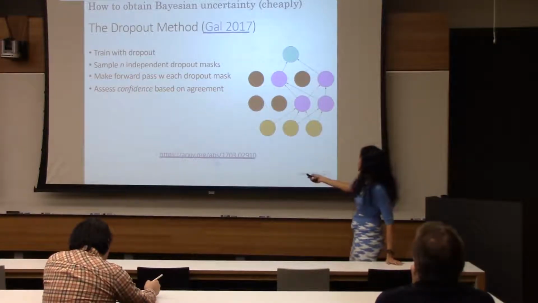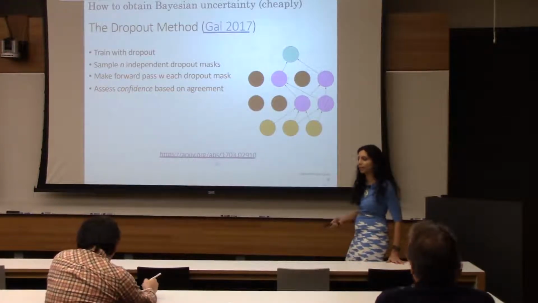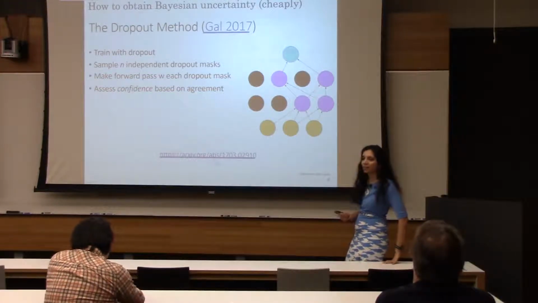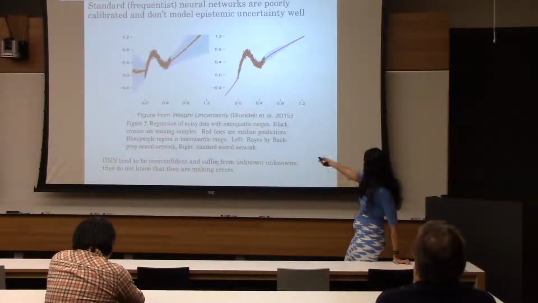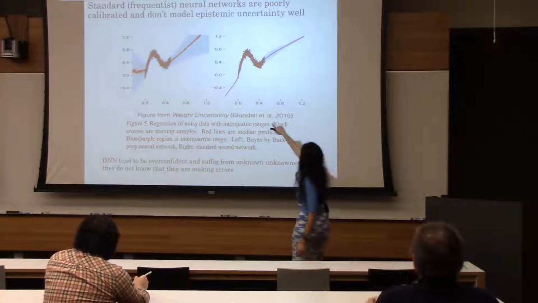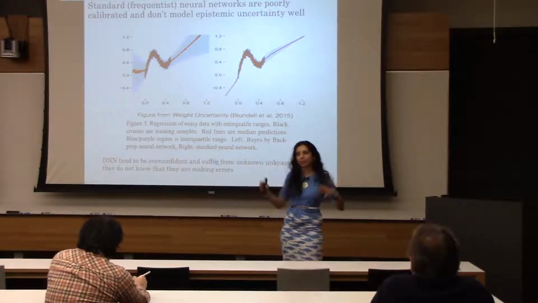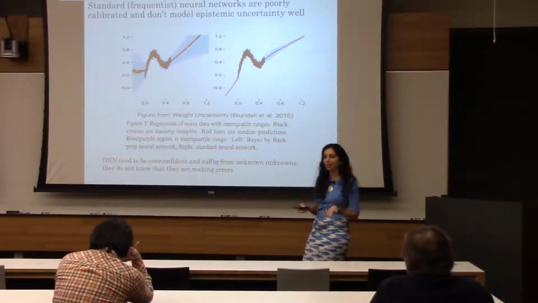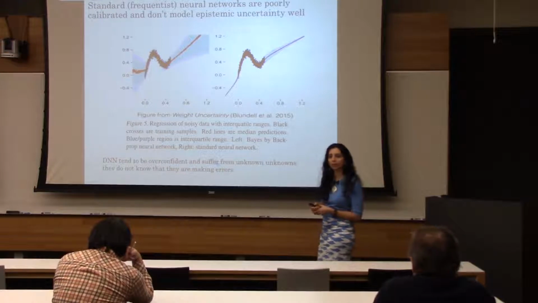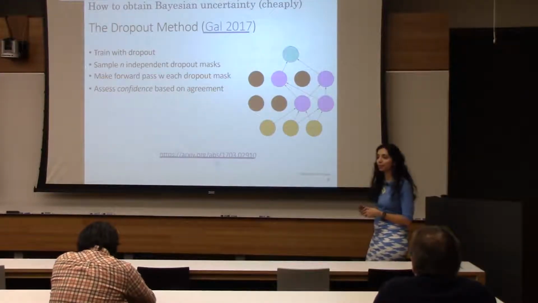And then we said that you can sample now multiple times from this network, and then you can assess how much they agree. And the intuition was if the neural network didn't have a lot of samples, such as in these regions, when you sample from this, it's not going to be robust. So you're going to get different answers. So with this disagreement, you should lower your confidence. And so that was the dropout method.